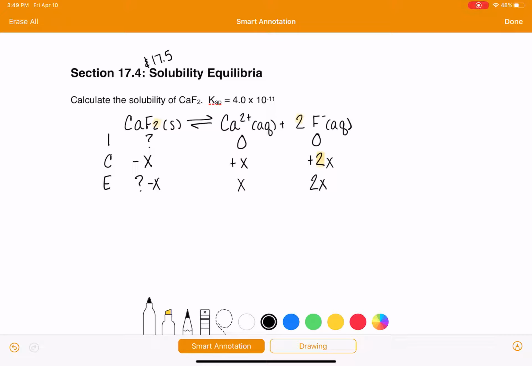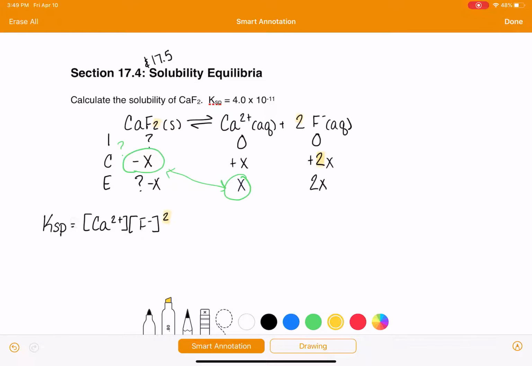The solubility is asking us how much calcium fluoride dissolves. It's asking us how much dissolves, which is this number. And so if we can figure out one of these x's, we'll be able to figure out how much has actually dissolved. To solve for x's in these equations, we need to use an equilibrium expression, Ksp, which is going to be the calcium ion concentration times the fluoride ion concentration. Don't forget to square it because of that stoichiometry.